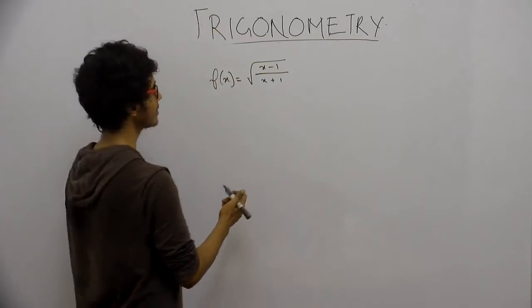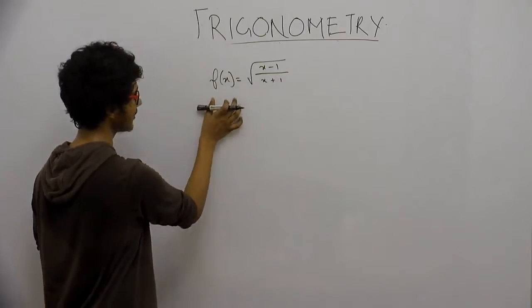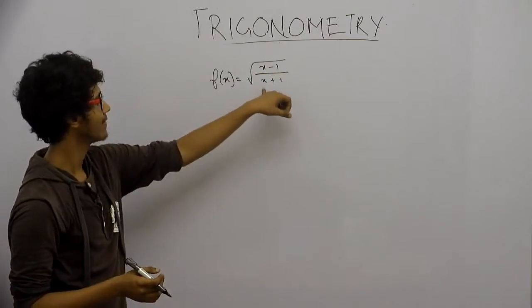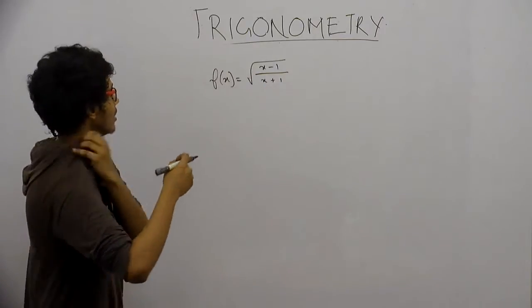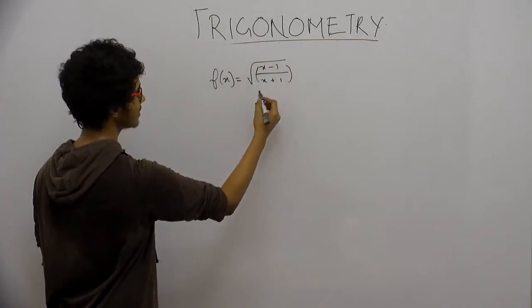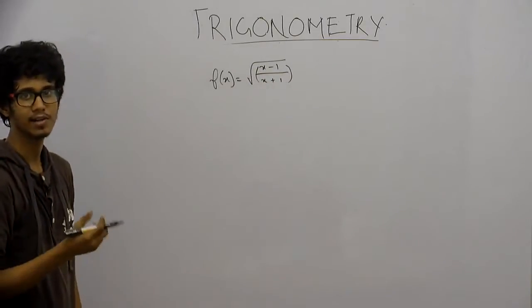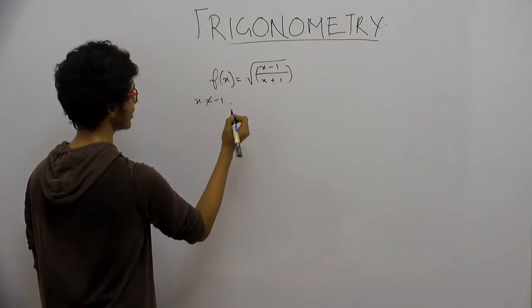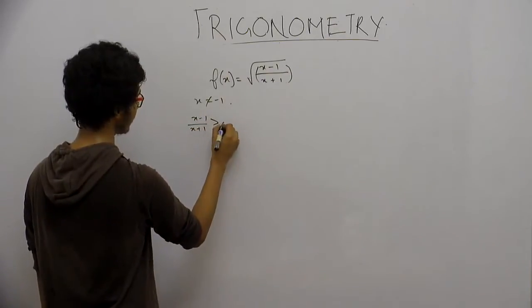See, domain means for what possible values of x will the function f(x) be defined. Now f(x) obviously can't be defined if x plus 1 is 0, that means x equal to minus 1. So that value is accounted for. x cannot be minus 1. But it also cannot be defined if this whole thing is negative, because root over a negative gives us an imaginary number, and we are dealing with real numbers here. So we have that x cannot be minus 1 in terms of the denominator, and then we have (x minus 1) divided by (x plus 1) must be greater than or equal to 0.